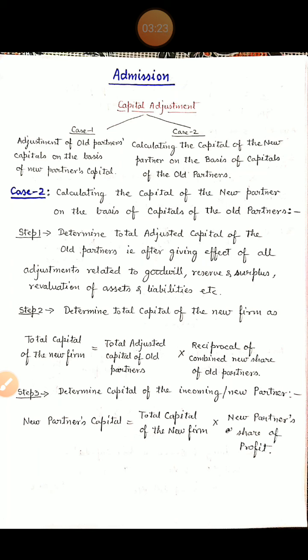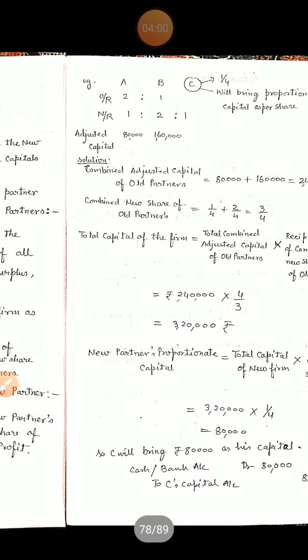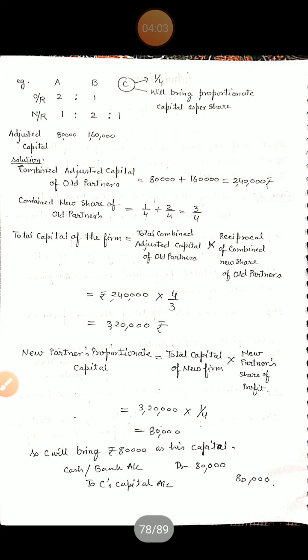So you will calculate the total capital of the new firm on the basis of the total adjusted capital of the old partners. The formula is total capital of the new firm equals total adjusted capital of the old partners multiplied by the reciprocal of the combined new share of the old partners. After getting this total capital of the new firm, you directly calculate the incoming partner's required or proportionate capital. So new partner's capital equals total capital of the new firm multiplied by the new partner's share of profit. To understand this, I have given you one example.